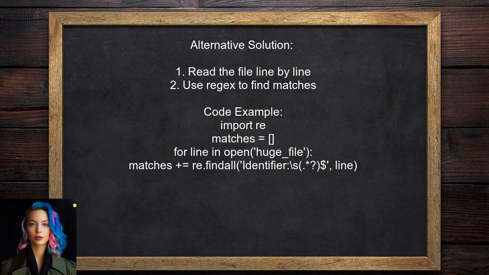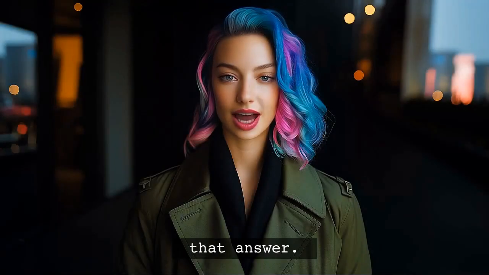An alternative approach suggested by another user involves reading the file line by line. This method takes advantage of Python's lazy generator for file objects, allowing you to process each line as a chunk. The user recommends using a regular expression to find matches for the identifier in each line. That wraps up that answer. Let's move on to another one.